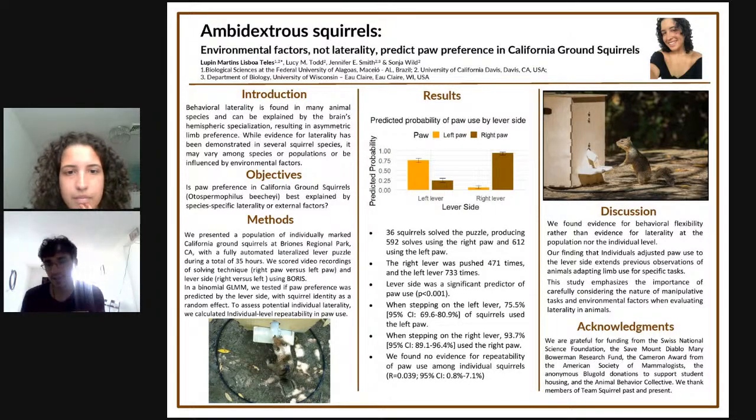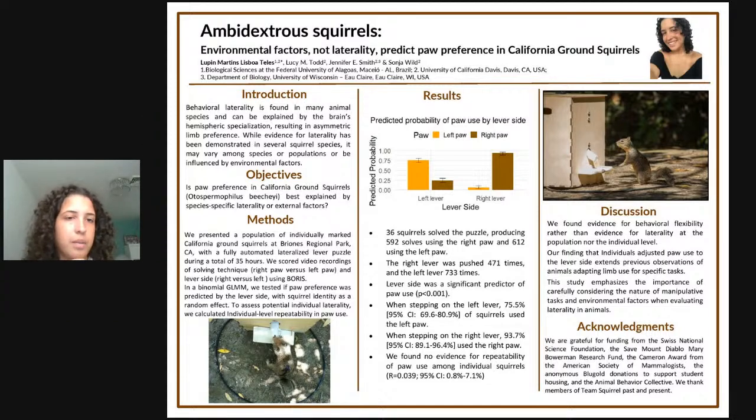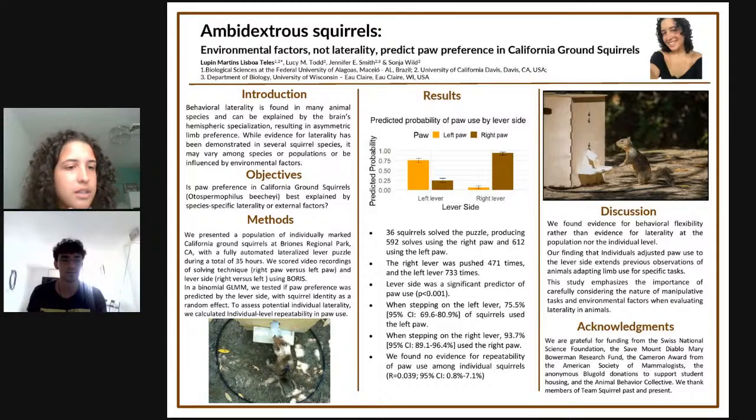It says, great work. Did you also test repeatability of how they use only the left lever, for example? No, we didn't test. The repeatability test was only done on individual levels. So we only tested the repeatability for each of their paws, for each squirrel. So it was on whether they chose one paw over the other, not whether they used the right or the left more. Does that answer your question?